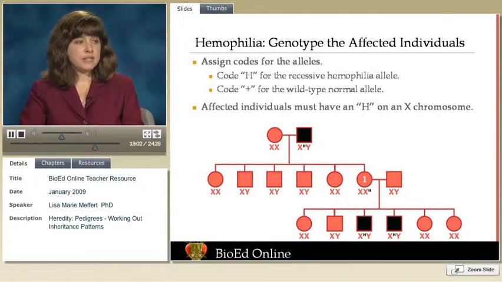So now we're going to fill in the codes for whether or not the X chromosome has this allele for hemophilia. We're going to use an H for the recessive hemophilia allele. Now you'll say, now wait a minute, if it's recessive, isn't it supposed to be lowercase?